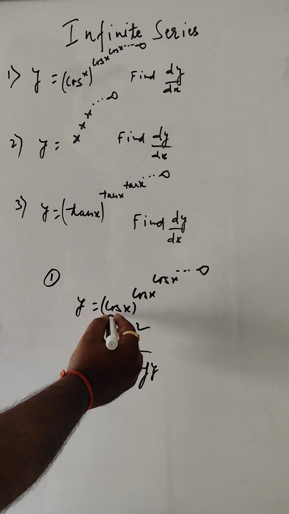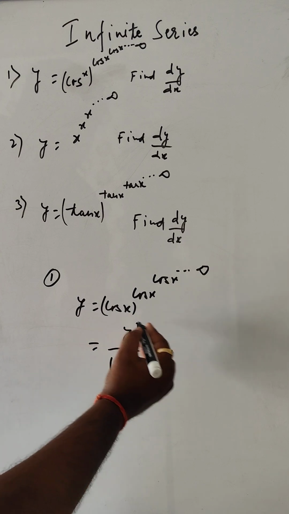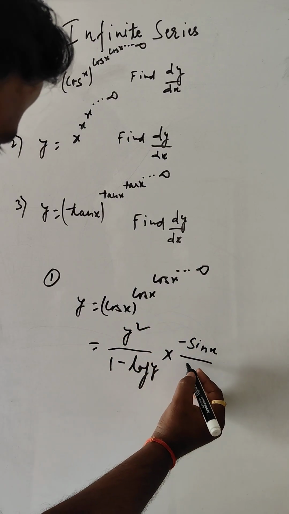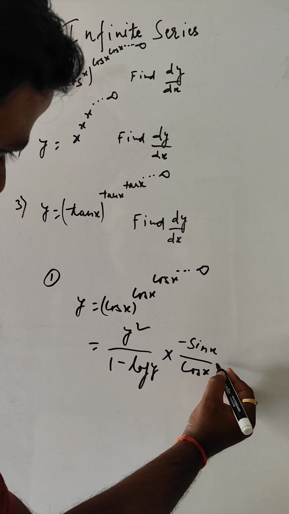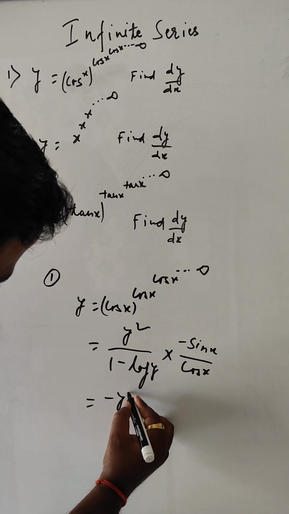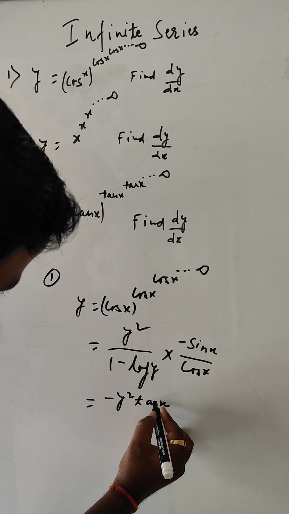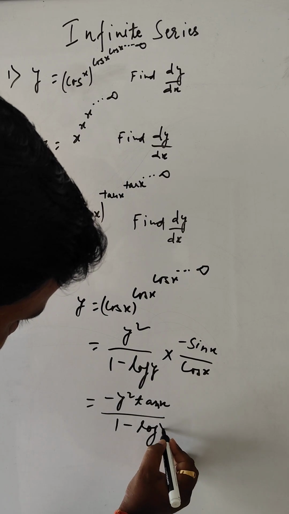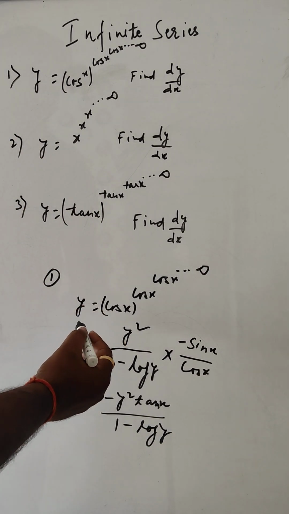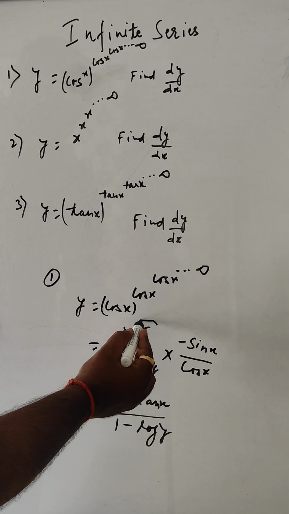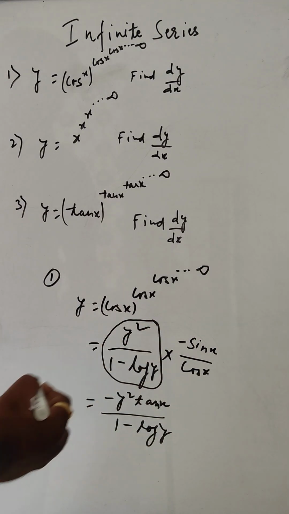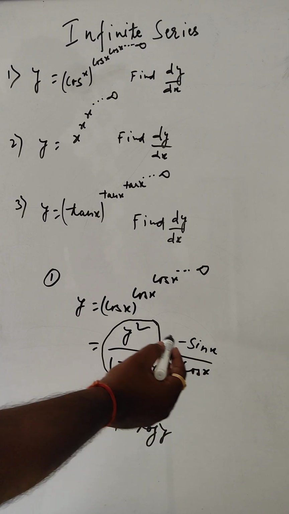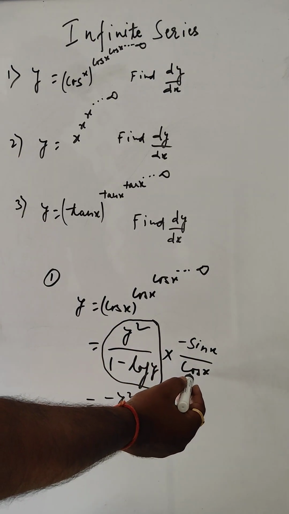Now here, what is there? Cos x. The differentiation of cos x is minus sin x, and the same thing you have to do in the division, divided by cos x. So it is something like minus y squared tan x, and divided by 1 minus log y. So when something is like that, this is your common formula. This much you have to remember: y squared divided by 1 minus log y, and whatever you have, do the differentiation, cos x differentiation minus sin x, and divided by cos x.